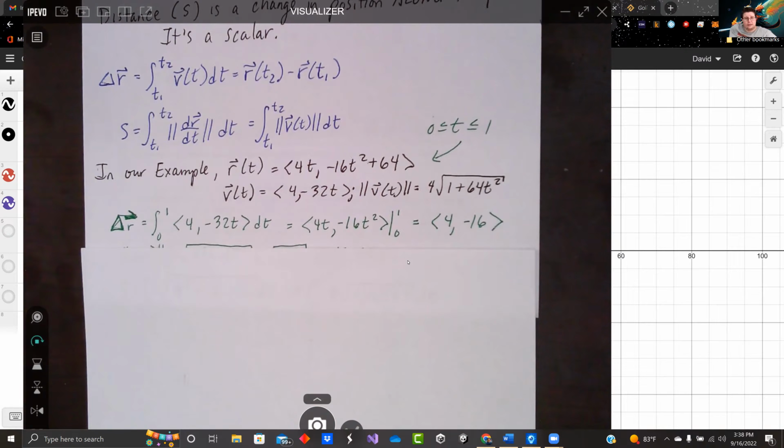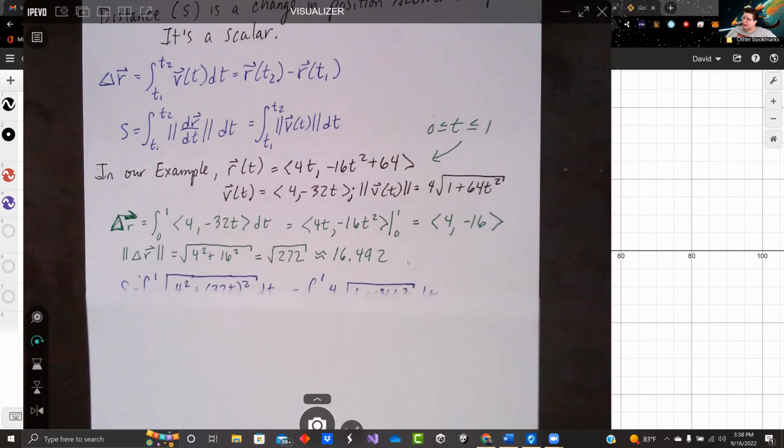So if we do delta r from 0 to 1, and we're integrating 4 and negative 32t, we get 4t and negative 16t squared. Evaluating from 0 to 1 gives us 4 and negative 16. That's the vector going from r of 0 to r of 1. And its magnitude is 16.492. It's the square root of 272.